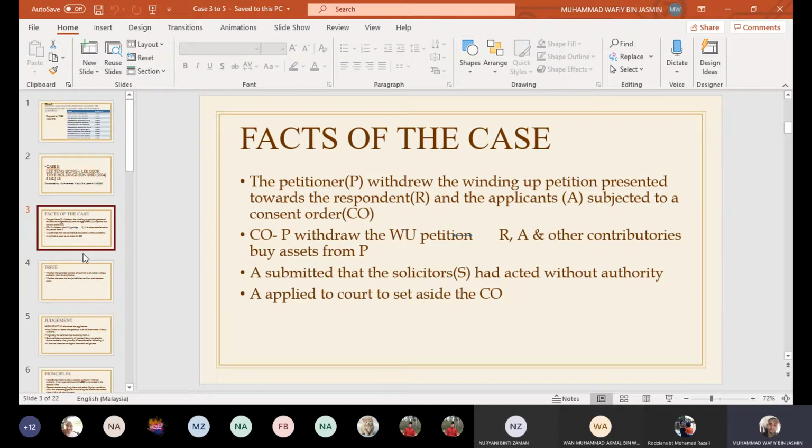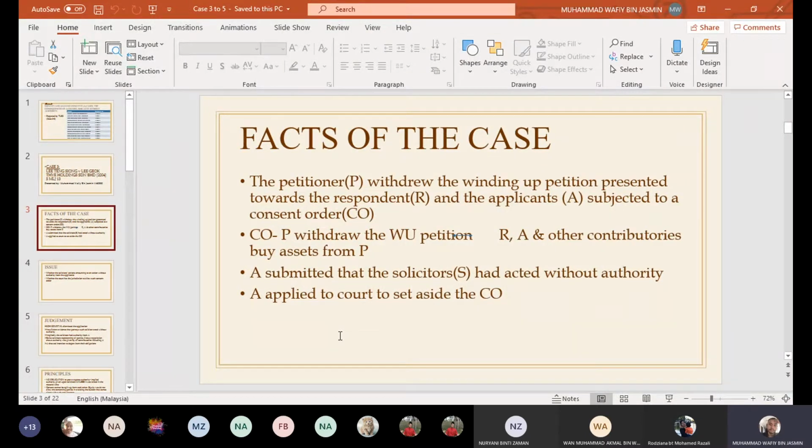So basically, this case was decided on 2004, and the consent order was made but not yet enforced. And in this case, the petitioner had agreed to withdraw the petition, and when they were about to perform their obligation, the applicants wanted to oppose the consent order, because they did not want to buy the assets manufactured or provided by the petitioner embedded under the consent order.